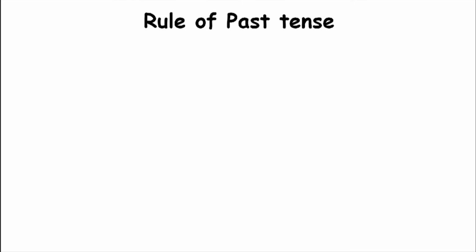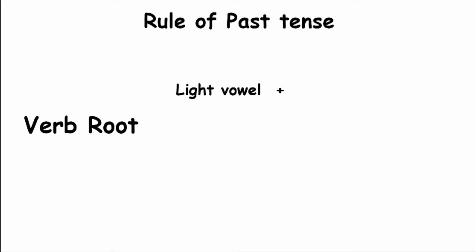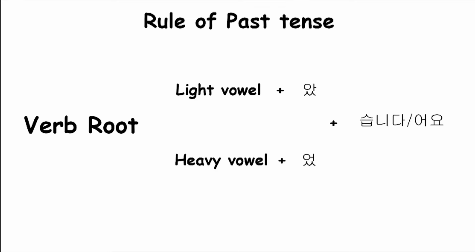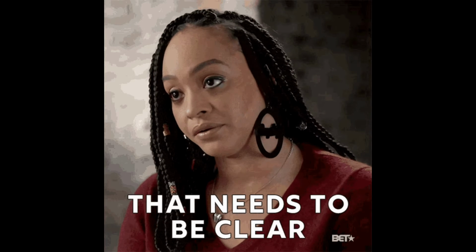The verb root ending with light vowels will be attached with at, and the verb root ending with heavy vowels will be attached with ot, followed by sunnida. Since at and ot are already decided as per light and heavy vowel, irrespective of whichever attachment we use, it will be followed by oyo only. Now let's make it clear through some examples.